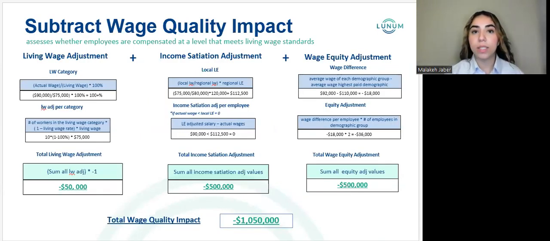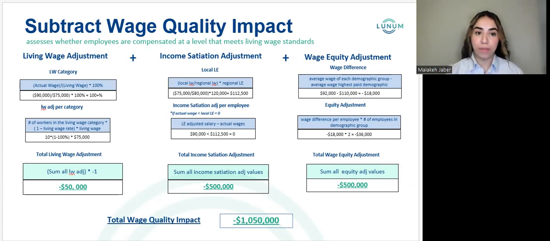The next step is to subtract wage quality impact. When we're talking about wage quality, we're essentially assessing whether employees are being compensated at a level that meets living wage standards. Mathematically, it is comprised of 3 individual adjustments: living wage adjustment, income satiation adjustment, and wage equity adjustment. The sum of those 3 adjustments equals the total wage quality impact.